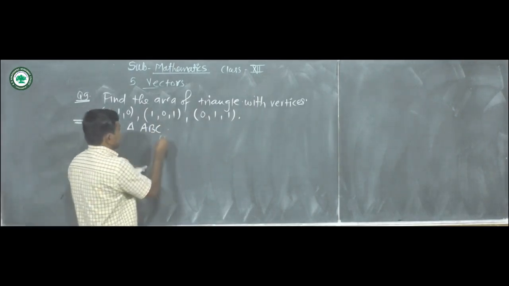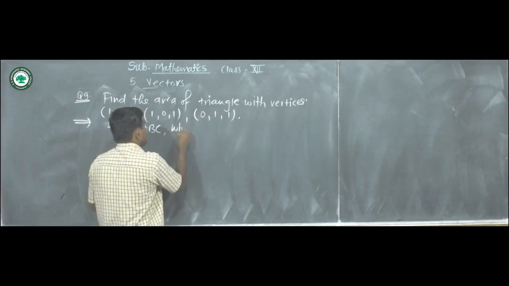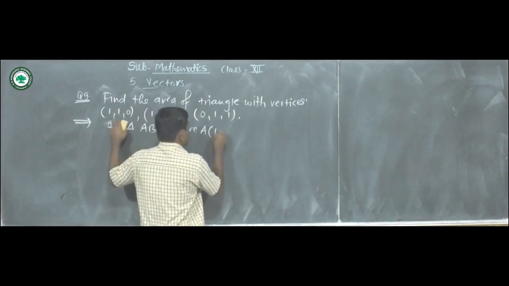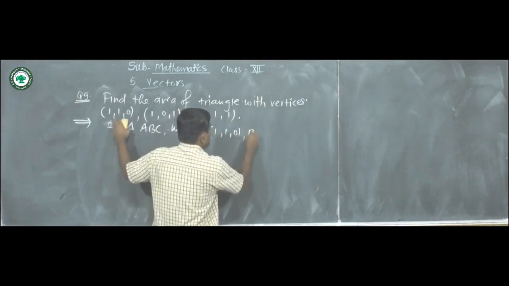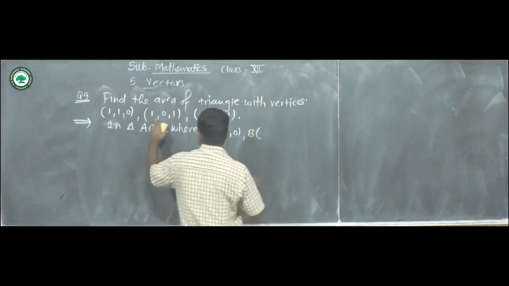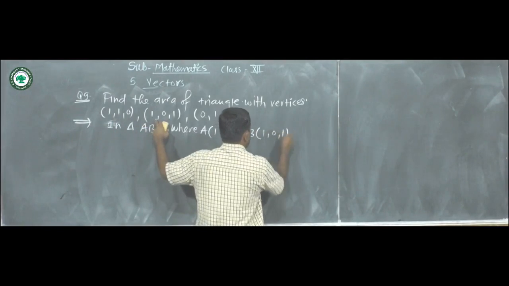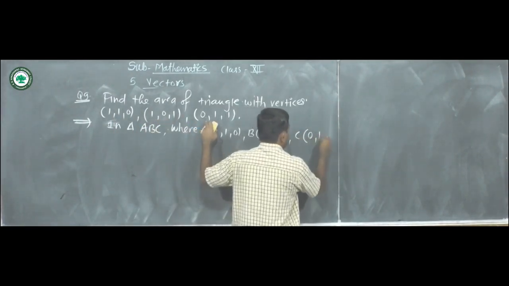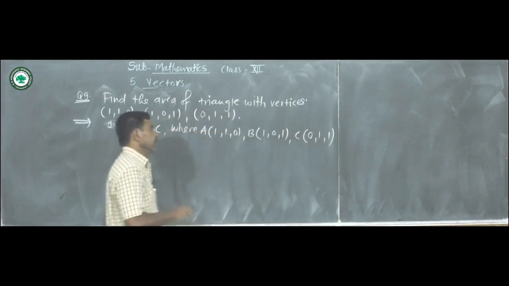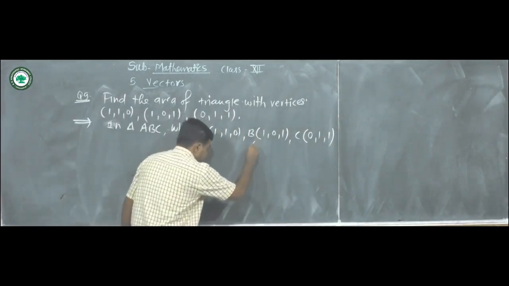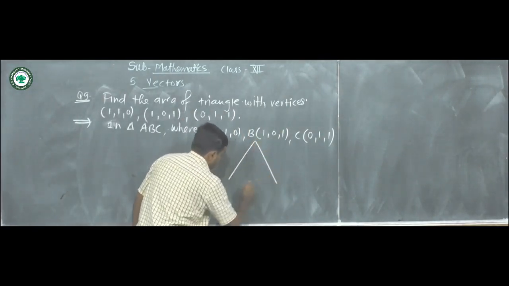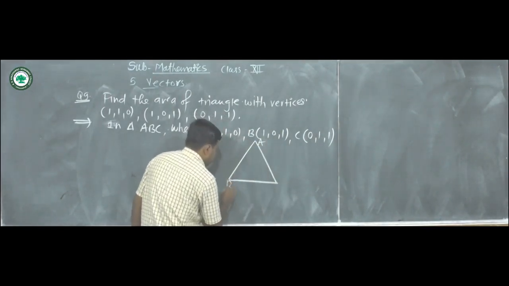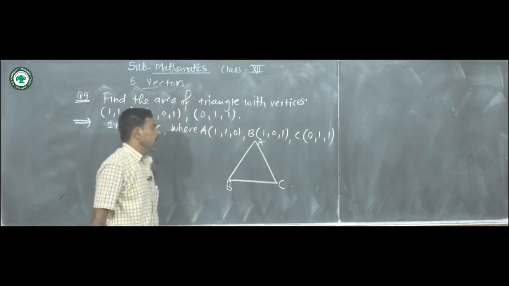So therefore the vertices are: A is (1, 1, 0), the vertex B has coordinates (1, 0, 1), and the vertex C has coordinates (0, 1, 1). Now see, this is triangle ABC, the points A, B, C.